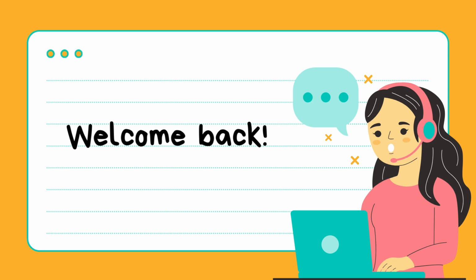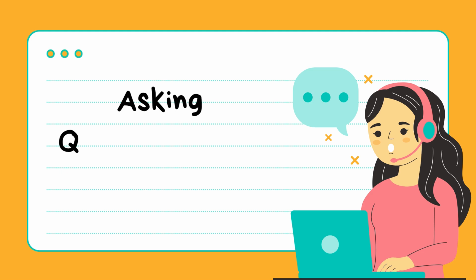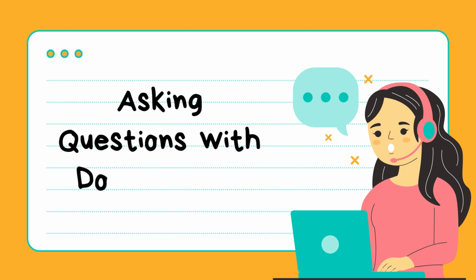We have already covered how to ask questions with the verb to be, such as, are you hungry? Is it hot outside? And so on. Today, let's cover how to ask a question with the words do or does.